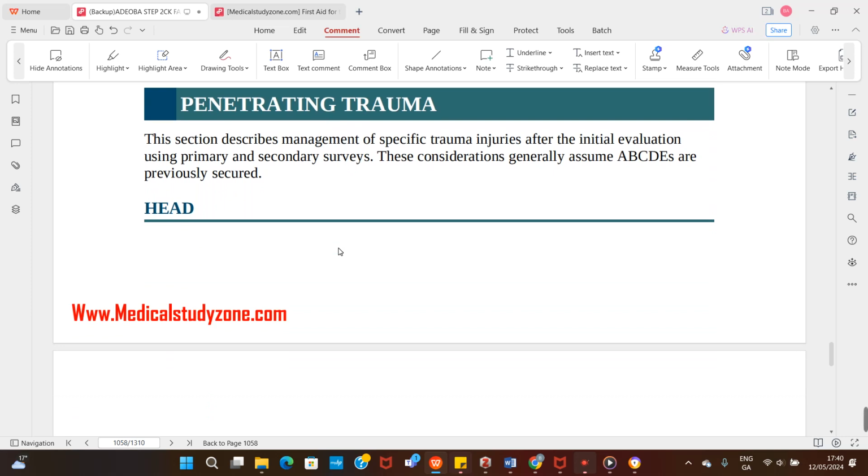So moving on to specifics. We are looking at two major forms of trauma, penetrating and blunt trauma. Penetrating is when you have something like a gunshot or stab, something sharp penetrating into the tissue, right?